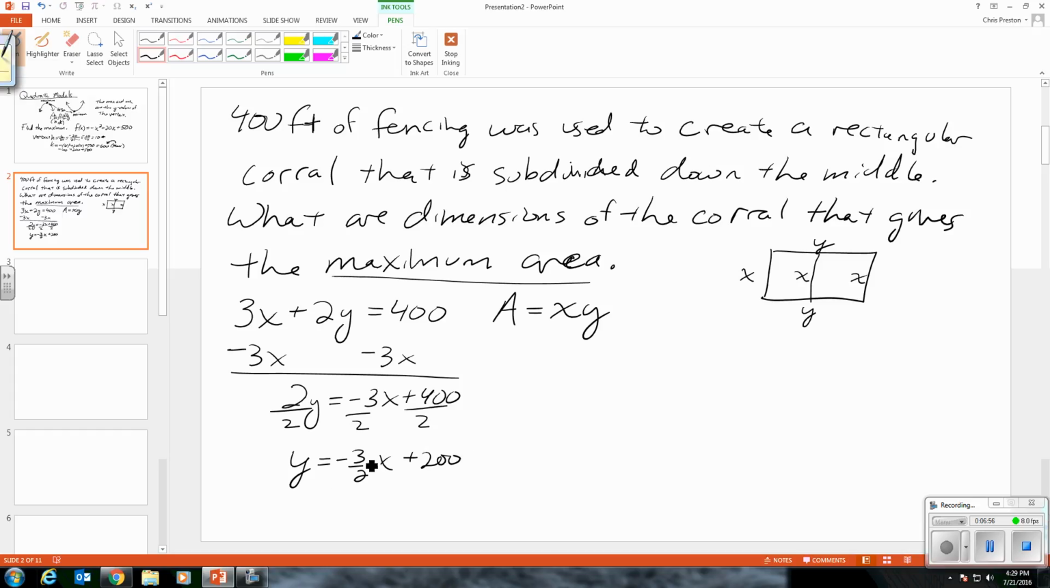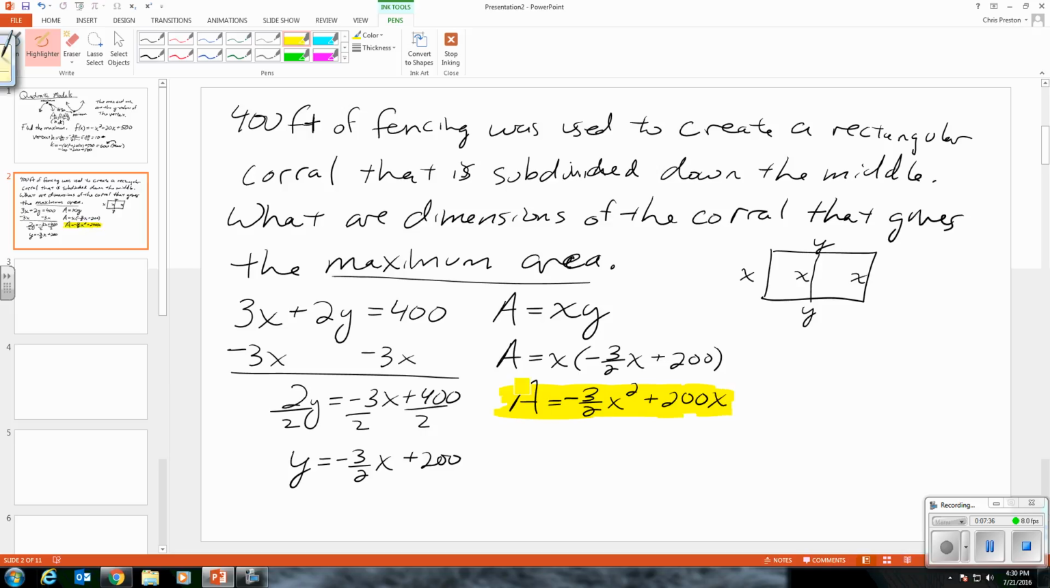And now I'm going to substitute that into my area formula. So instead of my area being based on both x and y, I'm now going to base it just on x, using this substitution from this first formula. So negative 3/2 x squared plus 200x. Now if I look at this equation, just this one, this is a quadratic equation based on x.